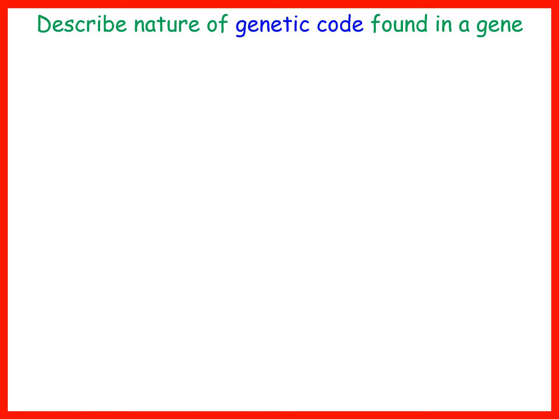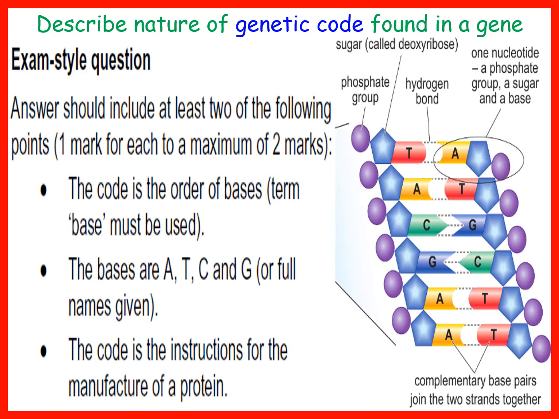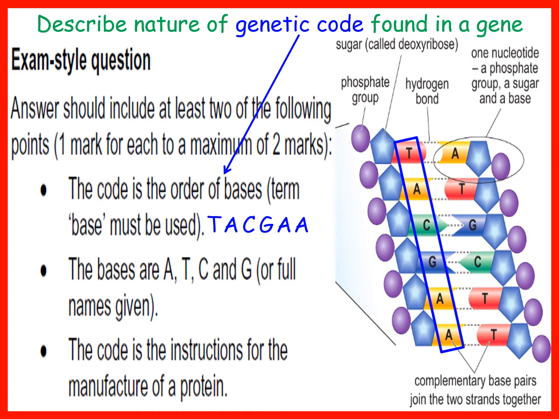Describe the nature of the genetic code found in a gene. So if we look at a gene, what is the genetic code? The genetic code is the order of bases in a gene. If we look at this example here, we're going to read the order of these bases, and we can see that it is T for thymine, then A, C, G, A, and A. So the order of bases provides the genetic code. It provides the information in a gene.